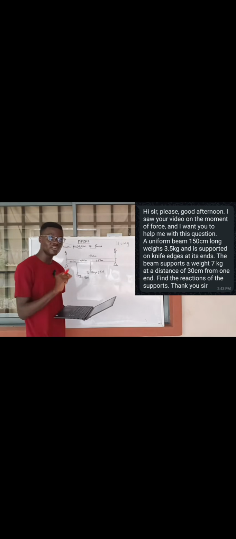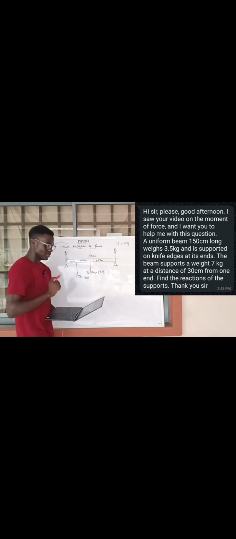The question went further, says it's supported on knife edges at both ends. This is knife edge A, knife edge B. The beam supports a weight 7 kilogram at a distance of 30 centimeter from one end. Convert the weight to Newton. So that will be 7 times 10, that is 70. So a weight of 70 Newton at the 30 centimeter mark. Find the reactions at the support. Now, if from here to here is 75, and it supports 7 kilogram at the 30 centimeter mark, what will be left between here? That will be 45. 75 minus 30 will be 45. So this is the interpretation of the question.